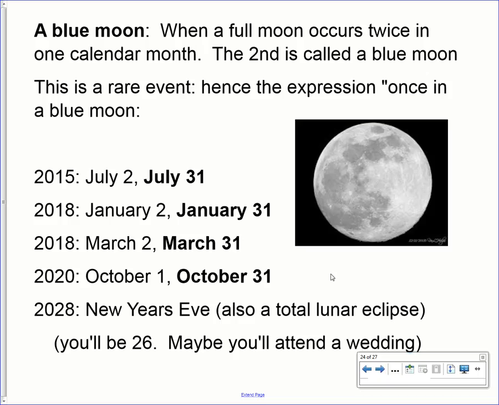Now, if a full moon occurs twice in one month, that second moon is called a blue moon, and it's a rare event, hence the expression once in a blue moon. The last one to happen was 2015. The next one will be a year from now in 2018, and then a couple months later on March 31st. A really good one will be 2020. That'll be Halloween. And then in 2028, this is a really cool one. This is going to happen on New Year's Eve, but there's also going to be a total lunar eclipse, and it'll be a blue moon. You'll be about 25 or 26, so most likely you'll be attending a wedding then.